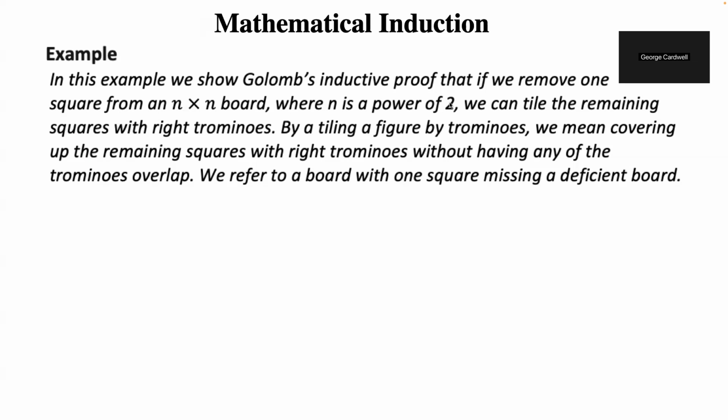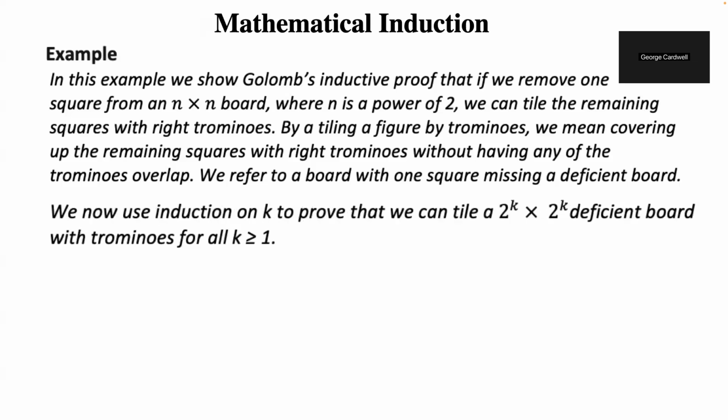So if you think about a checkers or chessboard, those are 8 rows by 8 columns. 8 is 2 to the 3. So if you were to cut out one square, you could cover the remaining squares with right trominos, all of the remaining squares, without any of them overlapping or anything like that.